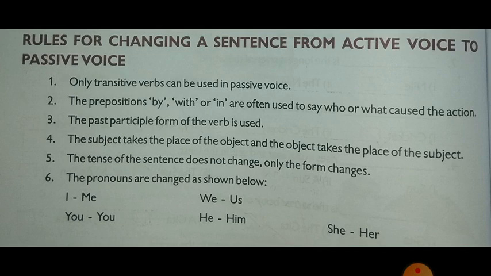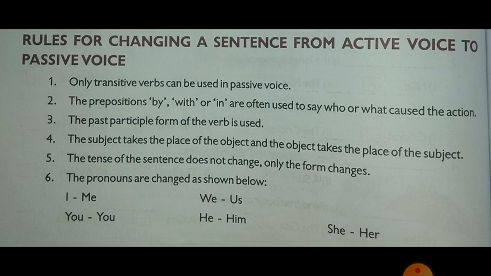The past participle form of verb is used. We always use the V3 form of verb in passive voice. The subject takes the place of the object and the object takes the place of the subject. This is what I told you in the beginning. Subject and object interchange their places when we write the sentence in passive voice. We should remember it very clearly, children. The tense of the sentence does not change. Only the form of the tense changes.